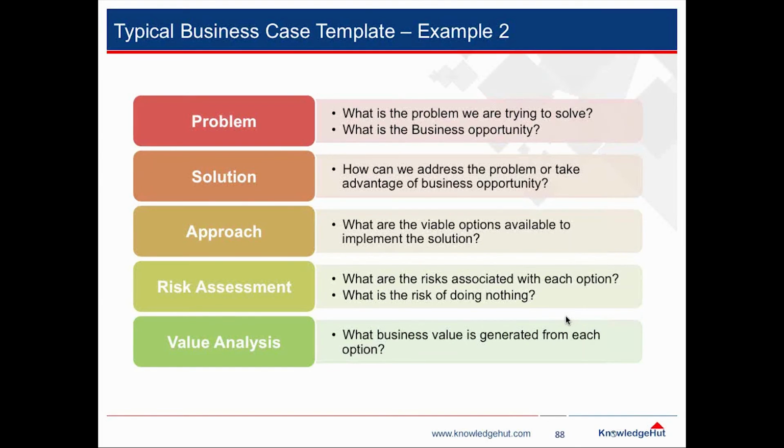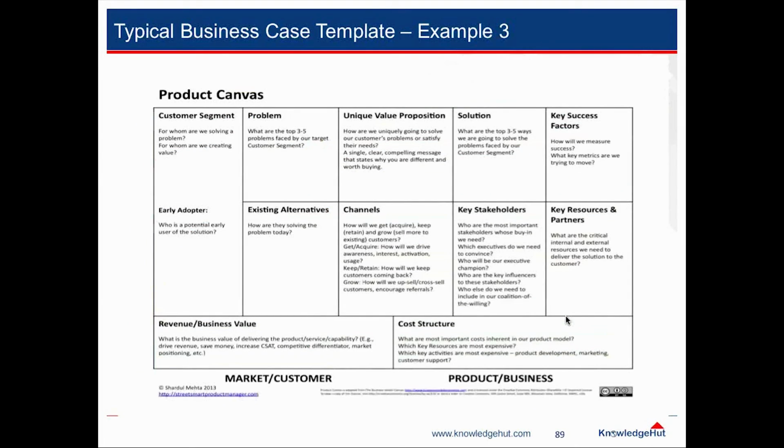A leaner approach would put your business case on one page, typically in A3, where you look at your customer segment and problem or challenge or opportunity, the unique value proposition, sometimes called the unfair advantage, solutions, the key success factors, and also then add costs, the cost structure, the revenue and business value. That is another way of putting a business case together.